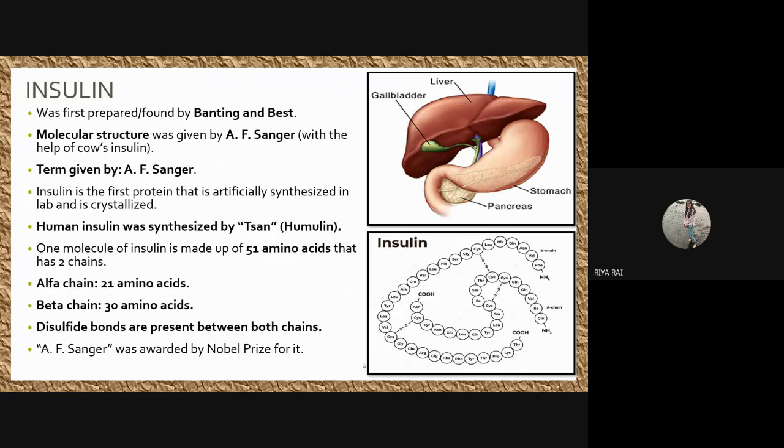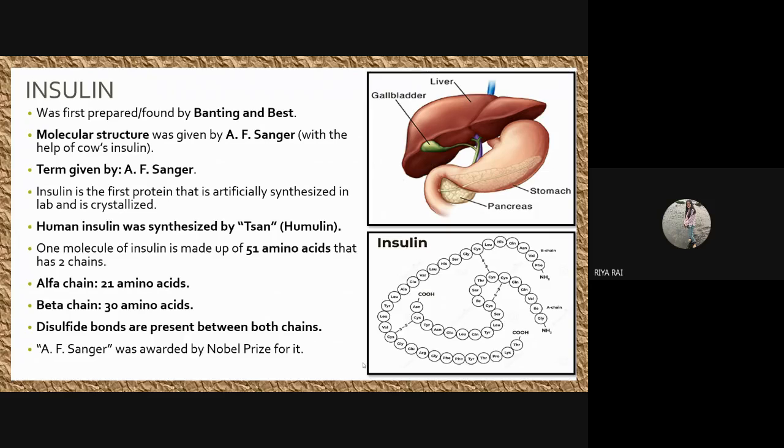Now we will discuss insulin, the hormone which is secreted by the beta cells of islets of Langerhans. This was first found by Banting and Best. The molecular structure of insulin was first derived by A.F. Sanger, and he derived the structure from cow's insulin, and the term insulin was also given by A.F. Sanger. And it is the first protein that is artificially synthesized in the lab and is crystallized.